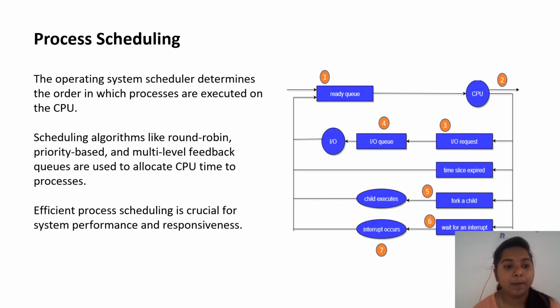Process scheduling. The operating system scheduler determines the order in which processes are executed on the CPU. Scheduling algorithms like round-robin, priority-based, or multi-level feedback queue are used to allocate CPU time to processes.